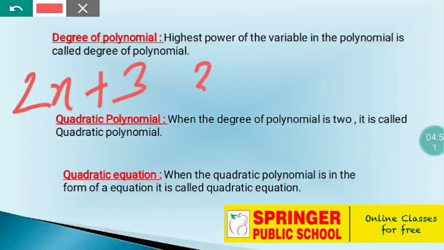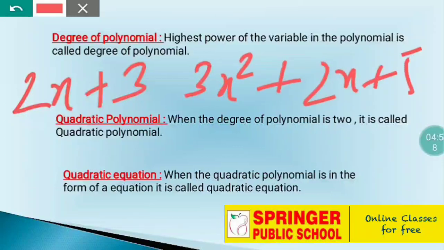Whereas if I write 3x square plus 2x plus 5, now you can see the highest degree of the variable. There are two places in which variables are there, x and x square, and the highest power of the variable is 2, so the degree of the polynomial will be 2.